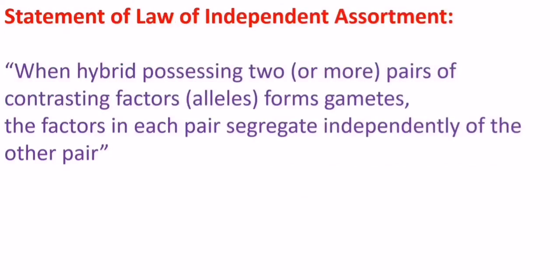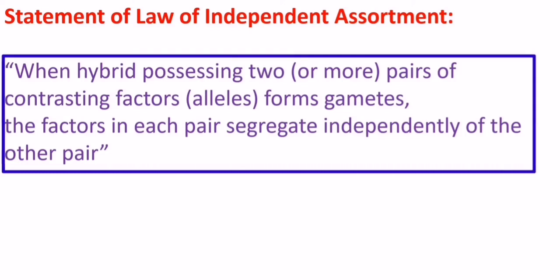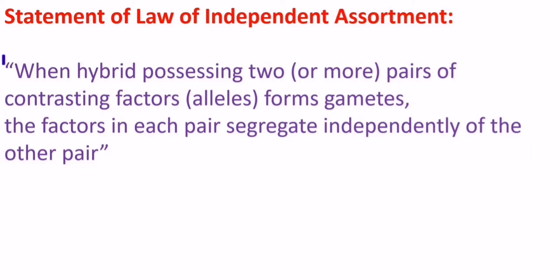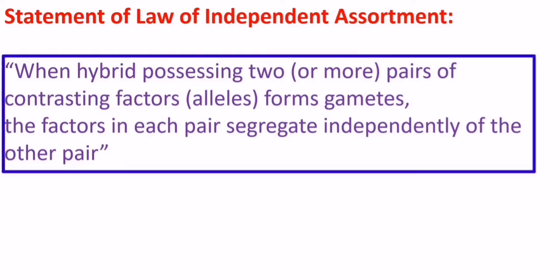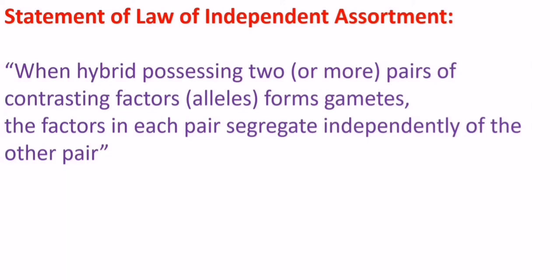Statement of the law of independent assortment: when a hybrid possessing two or more pairs of contrasting factors, alleles, forms gametes, the factors in each pair segregate independently of the other pair. And we will come to know this in the example which I will explain to you.